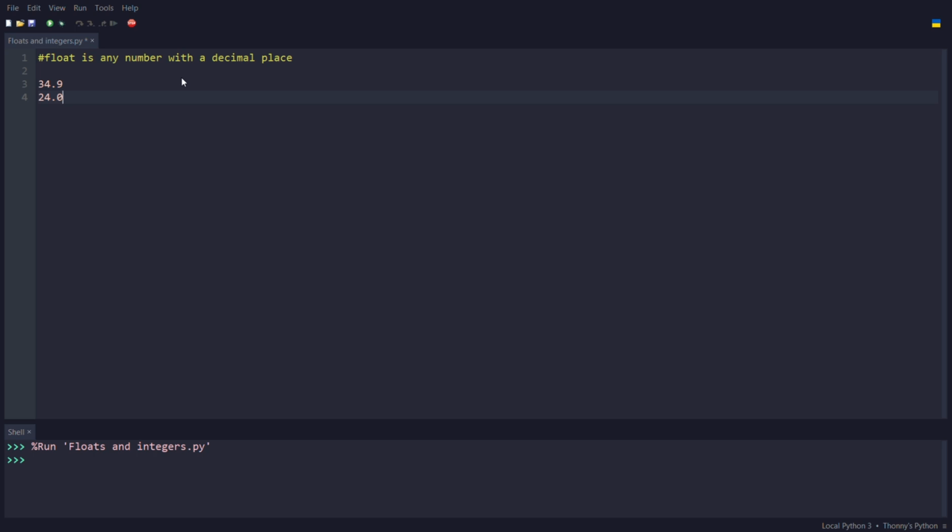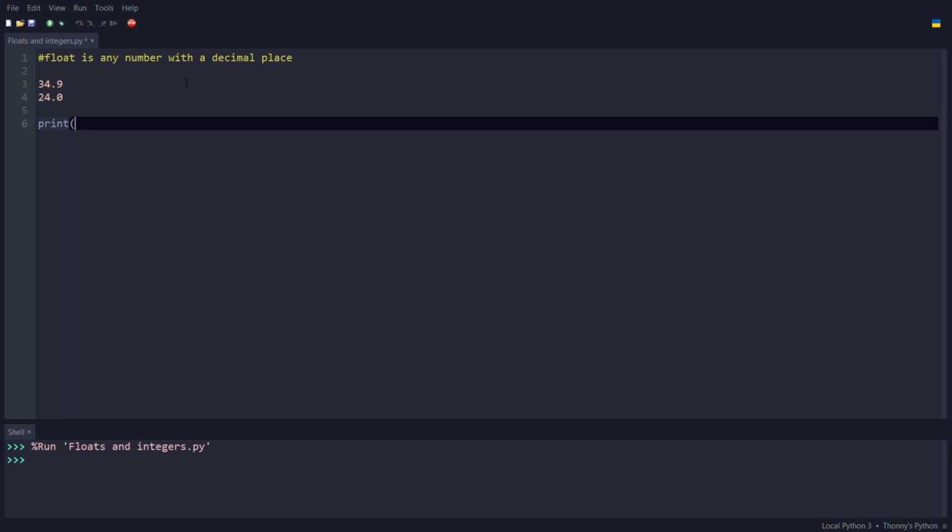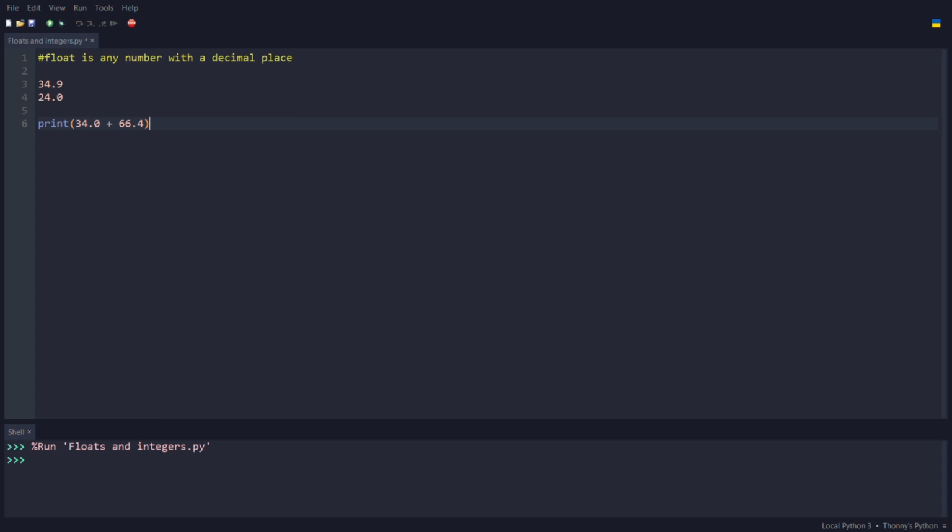And you can add two floats together. If we do print 34.0, and then we use the plus sign for addition, like in all maths, and then 66.4, and we run this script, you see here it adds them together. Now, notice that we have 0.4 at the end. That's because whenever you add two floats together, you will always have it in float format, so you will always have this 0.0 at the end, or point whatever it is.